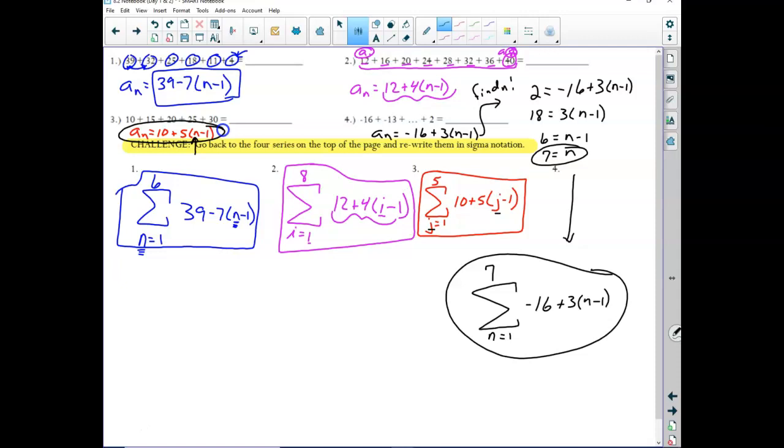And number 4, you actually had to calculate your last term because of all the dots in the middle. And I did that right here. And then I took my last term number, I took my first term number, and I wrote my rule, and I wrote my sigma notation.